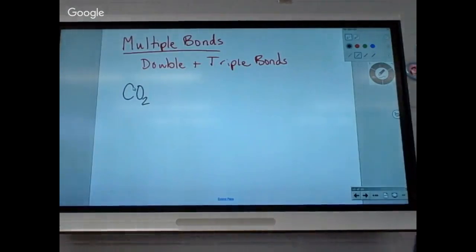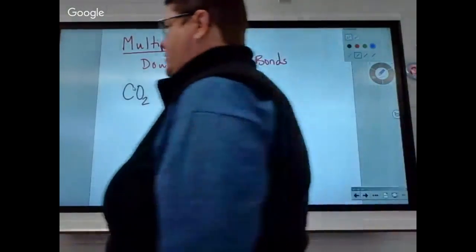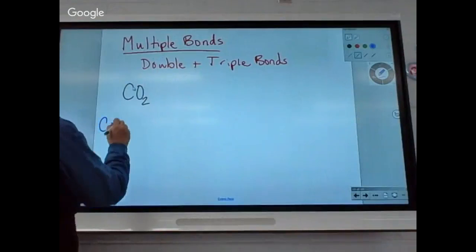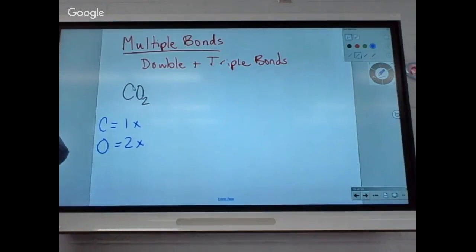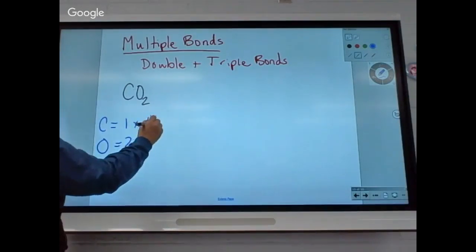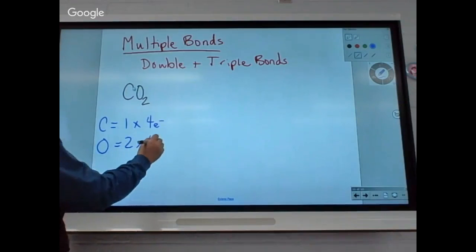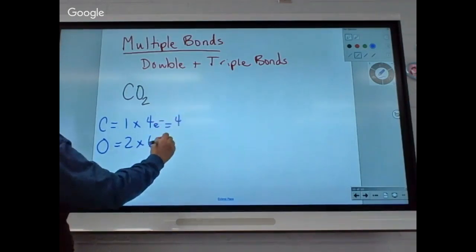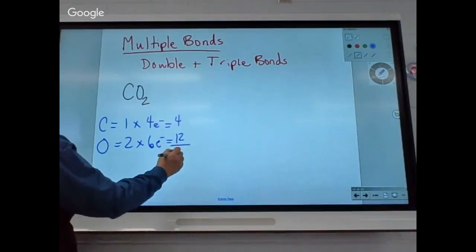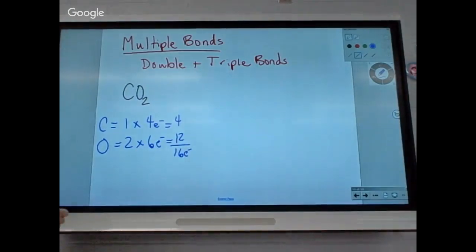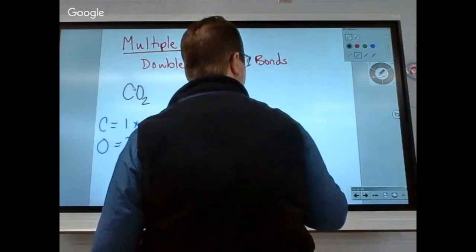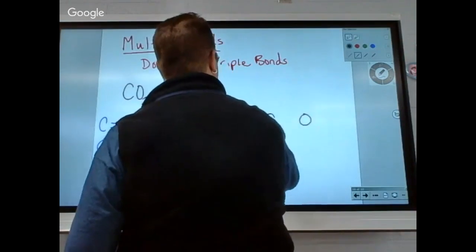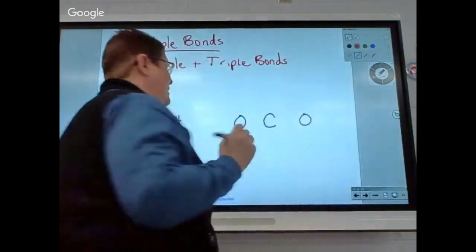Same process. Nothing's going to be different. How many C's do we have? How many O's do we have? All right. How many electrons are in the outer shell of carbon? How many electrons are in the outer shell of oxygen? So when we add this up, we get 4, we get 12, for a grand total of 16 electrons. Who is our central atom? Carbon. How many O's do we have? 2. Now, we're drawing in 16 electrons.